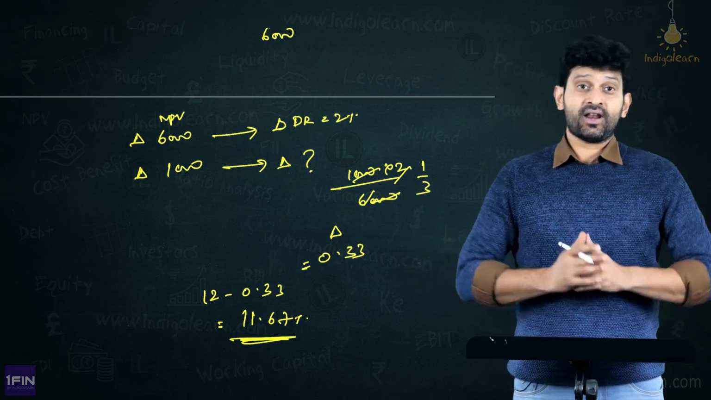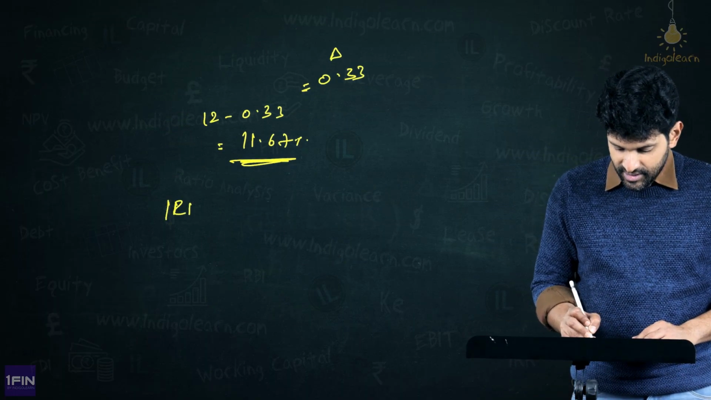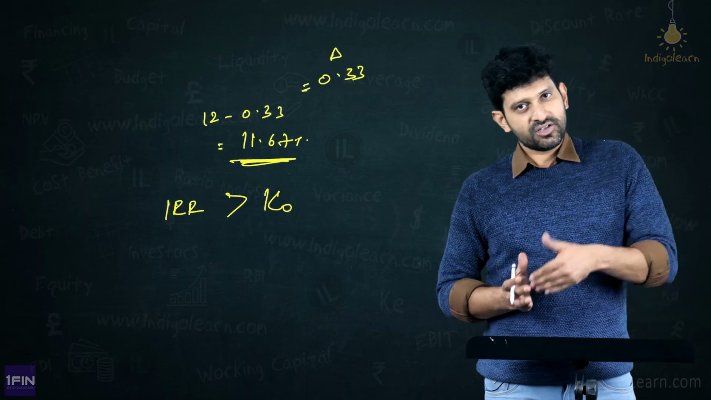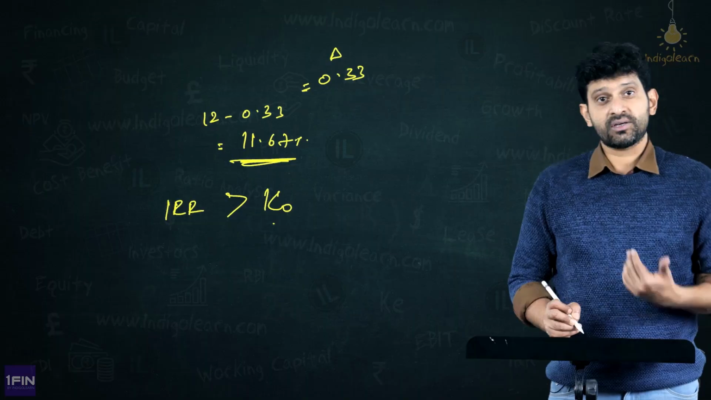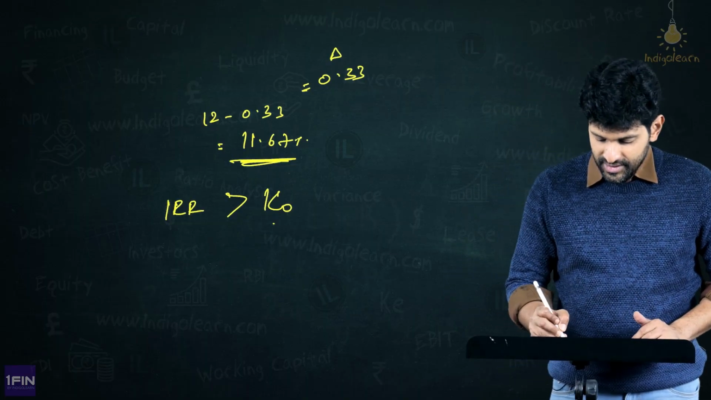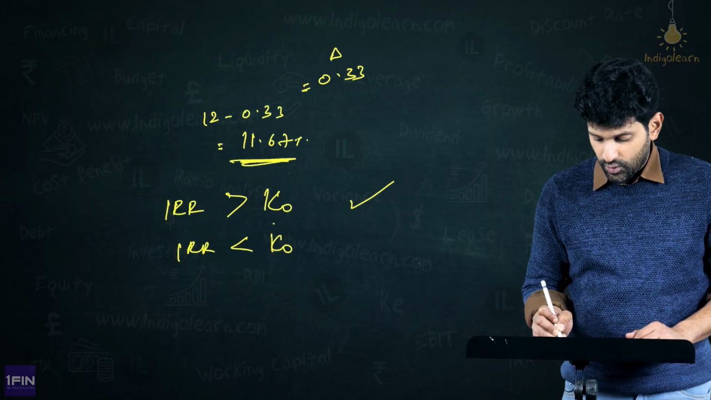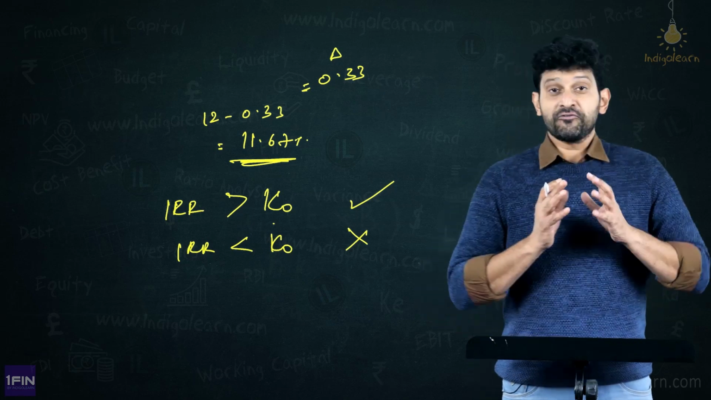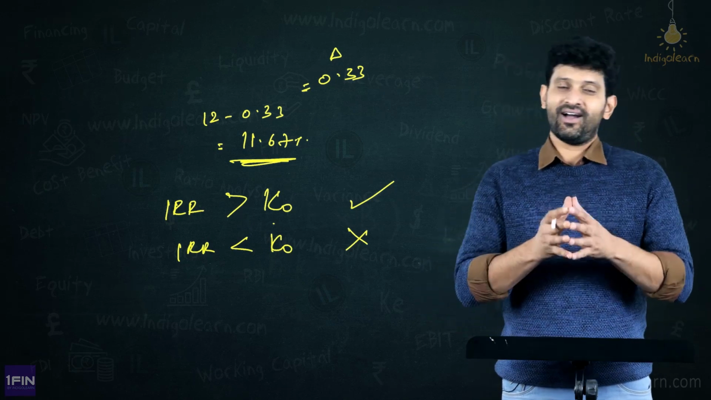And now, based on IRR, how do we select or reject a project? Very simple. If the return is greater than the cost, what is the cost? The cost of capital. If the IRR says 15%, as the cost is some 12%, the IRR is greater than the cost, then select the project. If IRR comes to be less than Ko, reject the project. So, this is how we compute IRR and select or reject a project based on IRR.